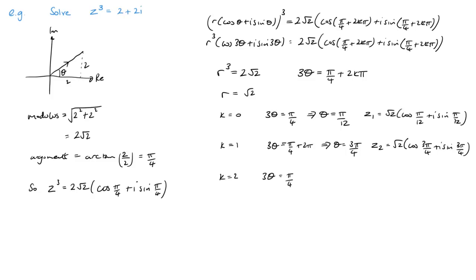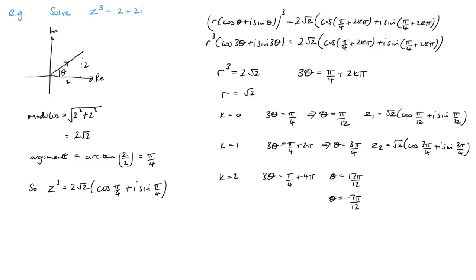So 2k, 2 times 2 is 4, so this is plus 4 pi. So this is 17 over 4 pi divided by 3. So we get 17 pi by 12. Now this value here is obviously above pi. So if it's above pi, I take away 2 pi. And what I get then is that theta is minus 7 pi by 12.